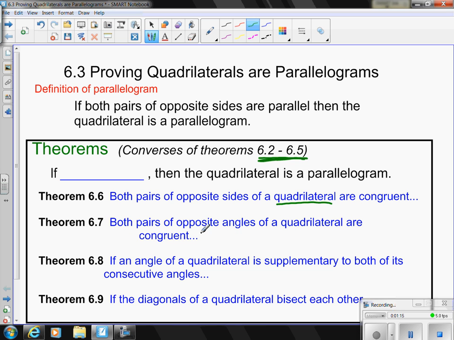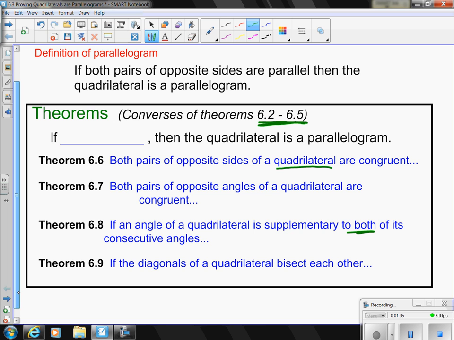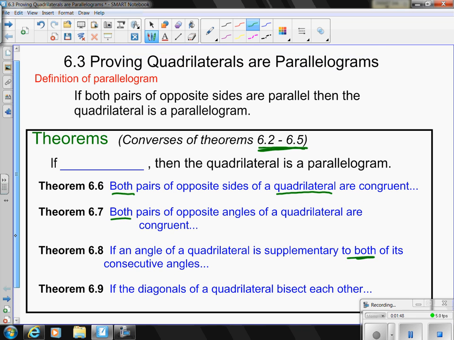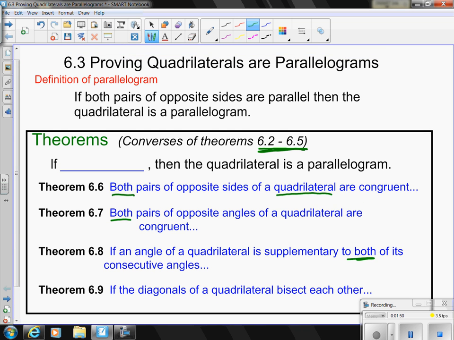If both pairs of opposite angles of a quadrilateral are congruent, then the quadrilateral is a parallelogram. These should all look familiar from the last section. If an angle of a quadrilateral is supplementary to both of its consecutive angles, then the quadrilateral is a parallelogram. If the diagonals of a quadrilateral bisect each other, then the quadrilateral is a parallelogram. Very important theorems to know.